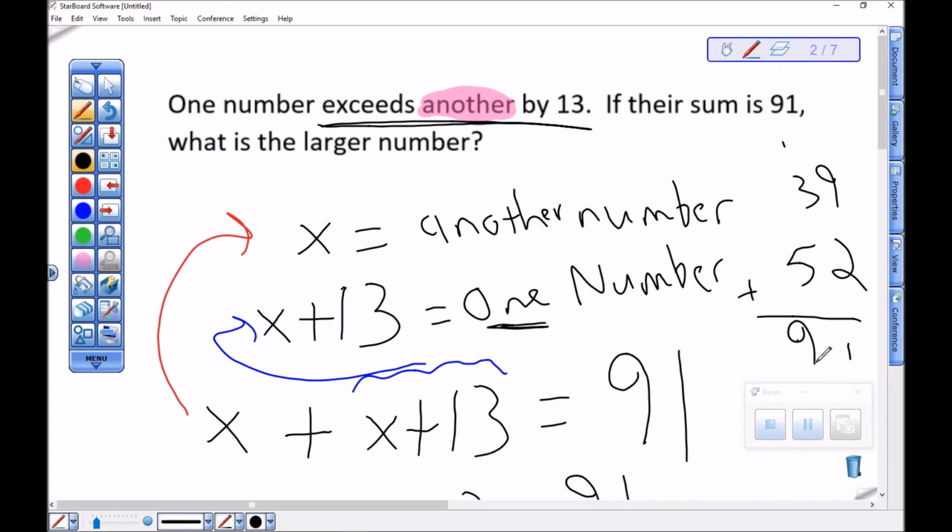Great. These guys seem to follow the conditions in that problem. That says, what is the larger number? 52 is the larger number. Okay, I got two answers, but the larger of them was 52.